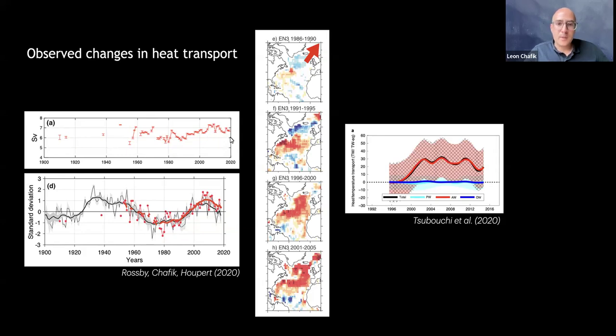but since 1950 there is no change in this meridional heat transport. And so this goes against the thinking that the AMOC should change or should weaken under increased CO2 or under global warming.